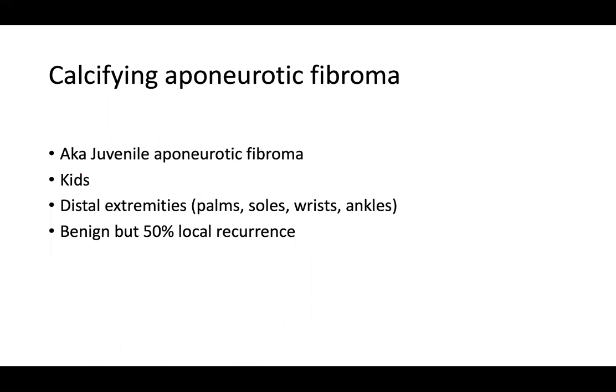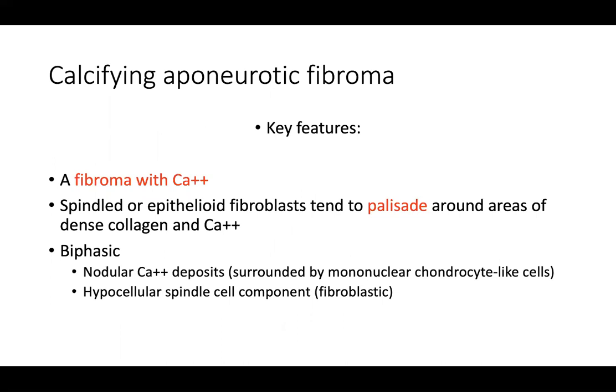Calcifying aponeurotic fibroma, also known as juvenile aponeurotic fibroma. It's present in kids on the distal extremities, such as the palms, soles, wrists, and ankles. It's benign, but 50% locally recur. More about calcifying aponeurotic fibroma: it's a fibroma with a lot of calcium. You can think of it like that. Spindle or epithelioid fibroblasts tend to palisade around areas of dense collagen and calcium.